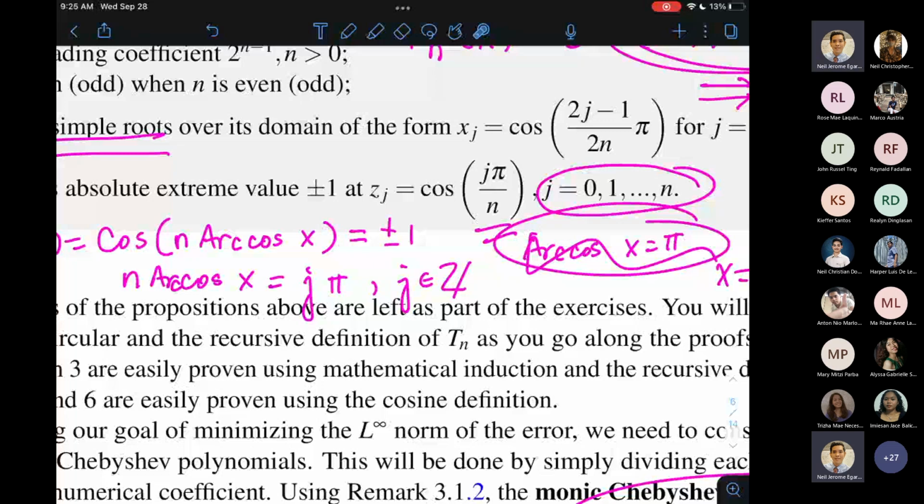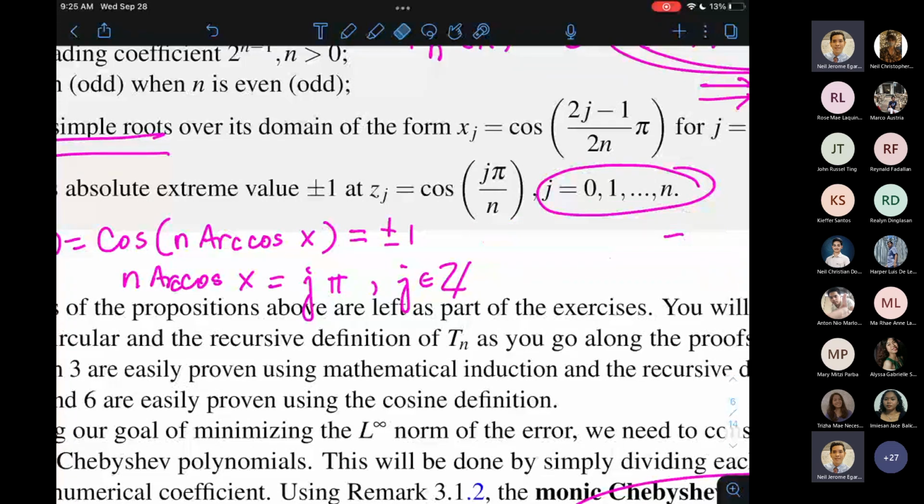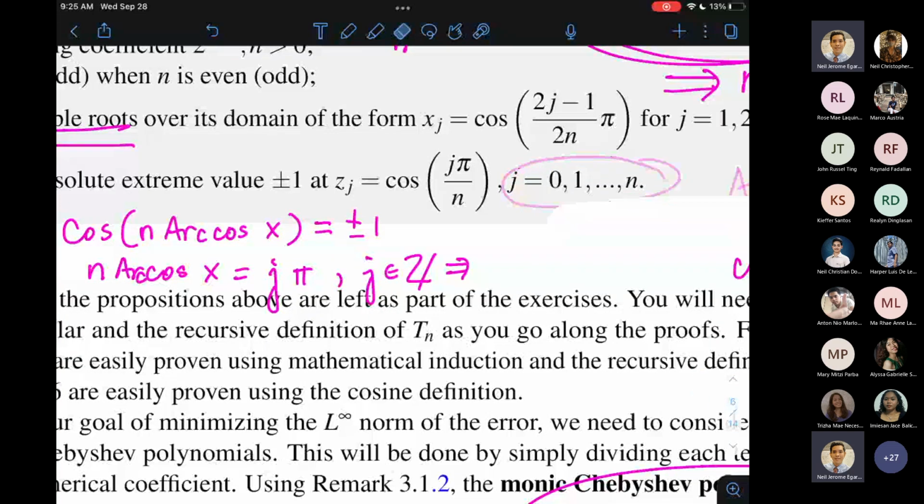Or what? Sabi ni Curcell, dahil ang domain niya ay negative 1 to 1. Pero, let's see. Oh yeah, may point si Curcell. Thank you, Curcell. Tama. Kailangan dapat si j ay from 0 to n lamang. That's right. Kasi diba dito, makukuha ko rito ay arc cosine ng x ay equal kay j pi all over n.